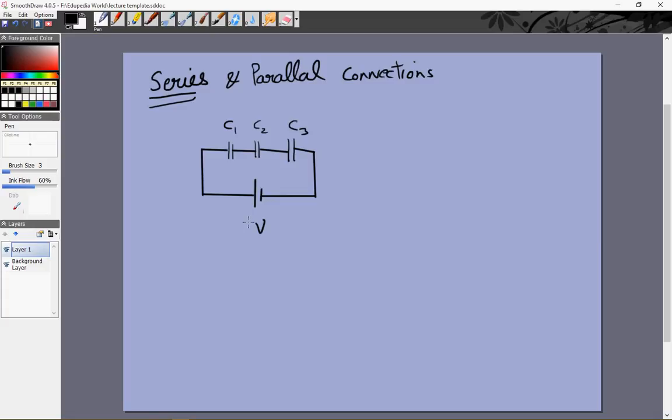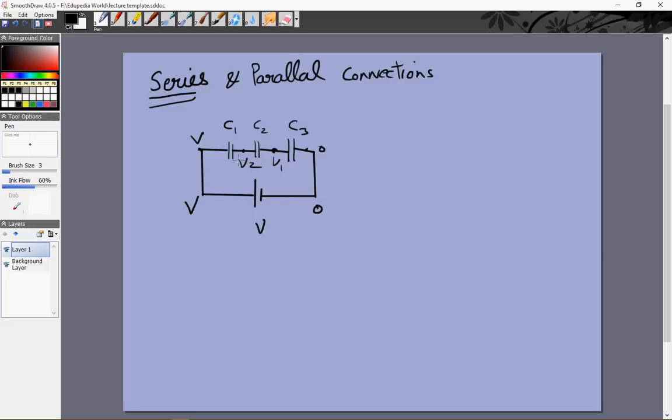Again, one thing which I always like to do is I always like to assume the negative potential of one particular battery as zero, and you can decide all the others accordingly. So if the potential there is zero, then the potential here has to be V. We don't know the potential at these two points, but we know that this is zero and this is V. Let's call these V1 and V2.